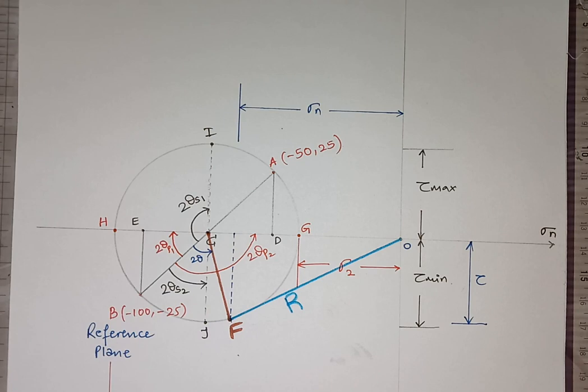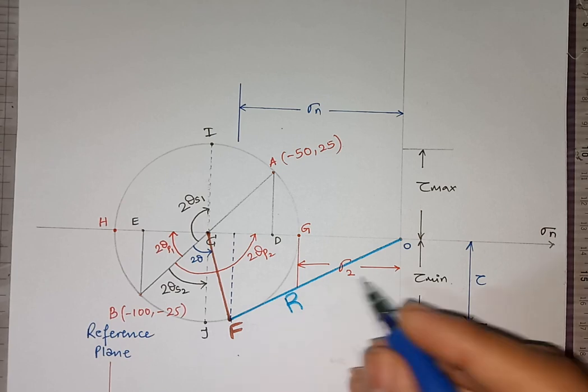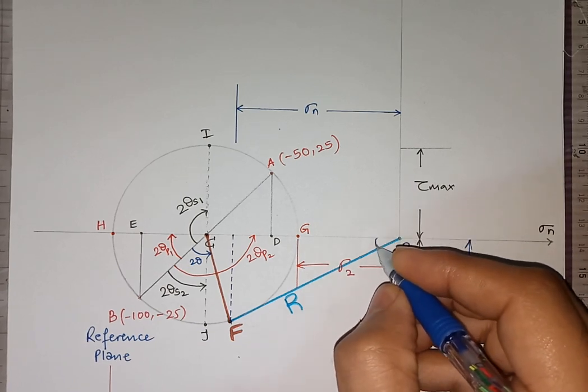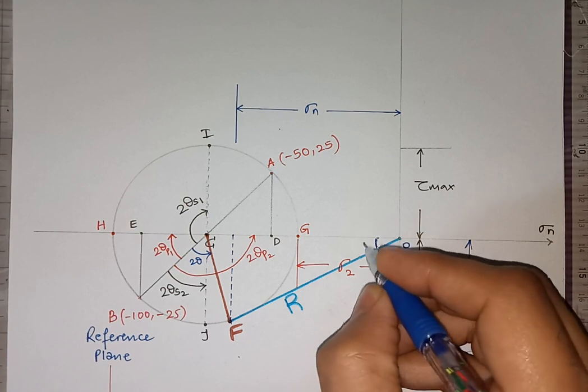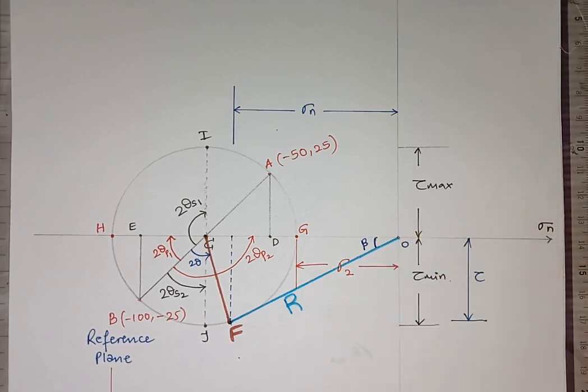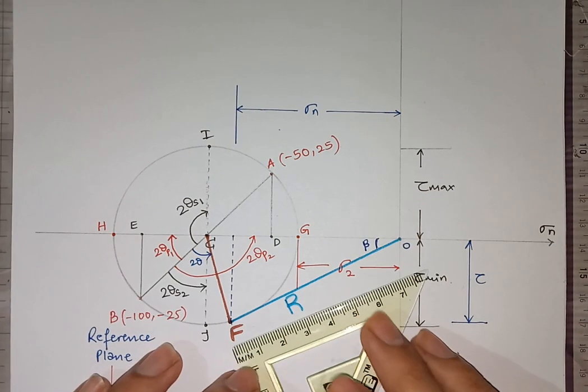Now there is also something called obliquity. Obliquity is the angle between the resultant and the normal stress axis. This angle I call beta. So beta is called the angle of obliquity. First let me measure the resultant, then I will measure beta.